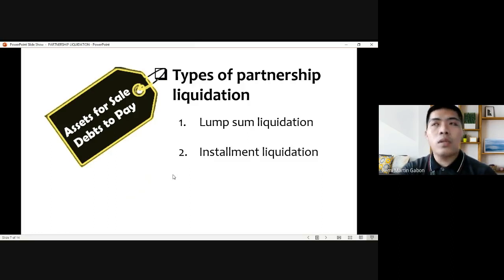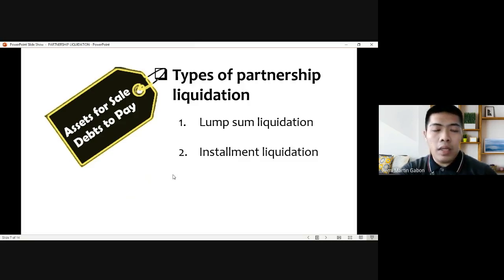When we say naman installment, by the name itself, in contrast with lump sum, when we say installment, utay-utay. So there is a series of installment. Series of liquidation. So there is a series of selling of assets, a series of settlement of liabilities. Okay, so there is a utay-utay na pagbabayad.